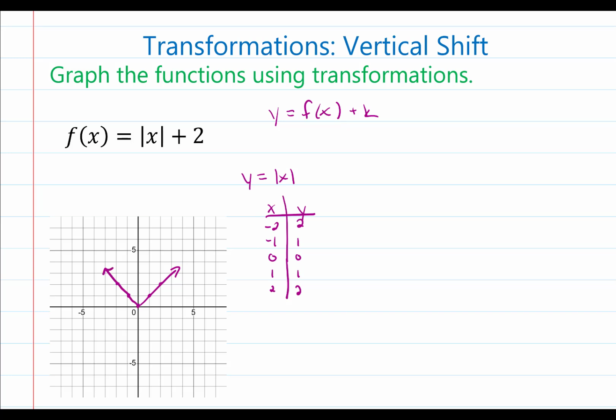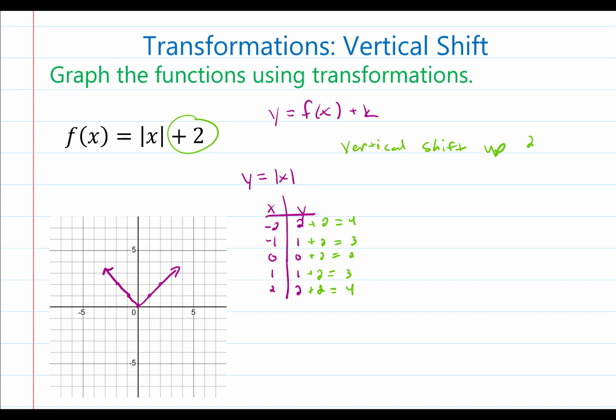Now we identify the transformation. This constant +2 represents a vertical shift up, because k is positive, 2 units. This will change the y coordinates by adding 2 units to each y coordinate, giving me new y coordinates for my final graph of my function f of 4, 3, 2, 3 again, and 4.